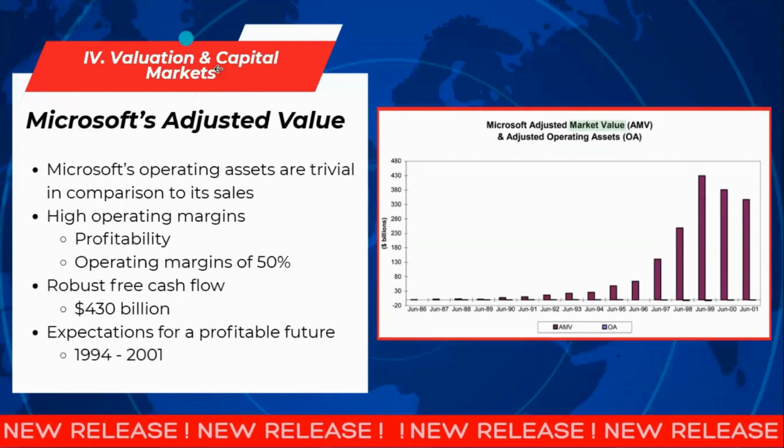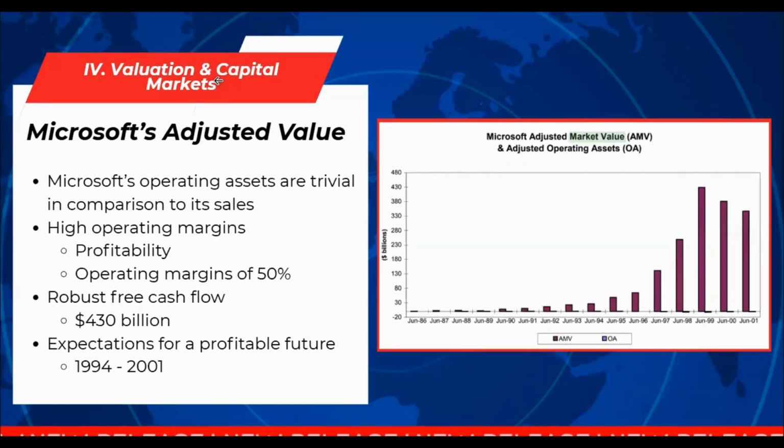Thanks, Urmi. So why does the market assign such a high adjusted market value to Microsoft relative to its operating assets? One of the first reasons is that Microsoft's operating assets are much smaller than their sales. The financial analysis refers to the level of operating assets as trivial compared to the total adjusted market value. This means that they need very little operating assets and physical capital to operate. The second reason is that Microsoft has extremely high profitability.